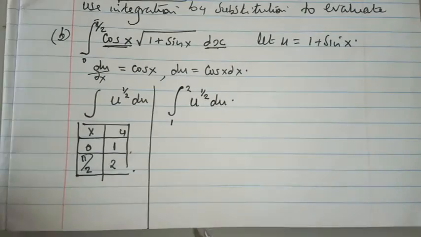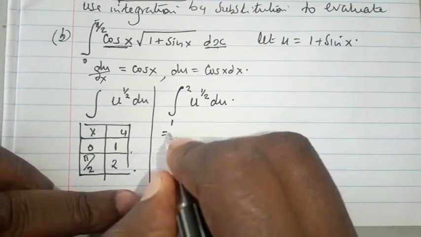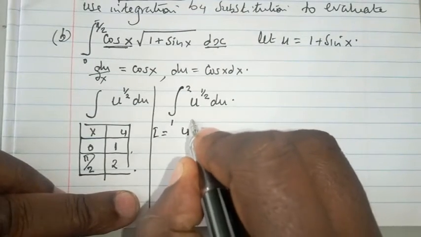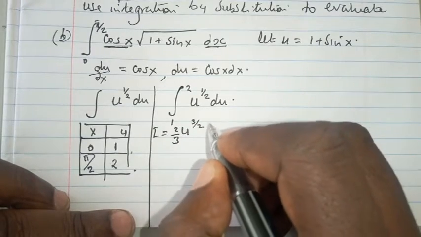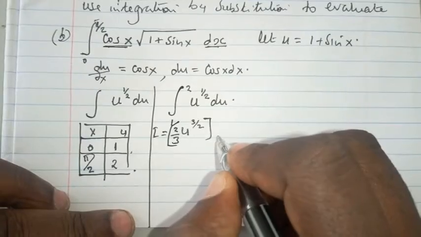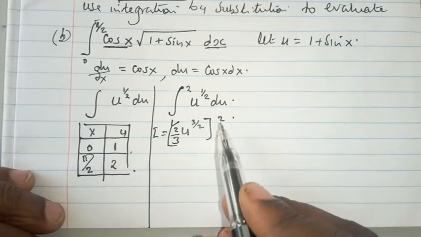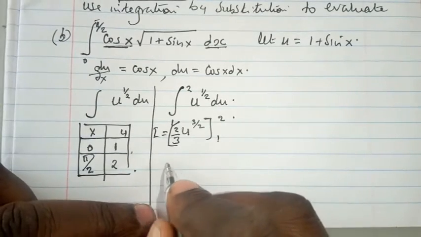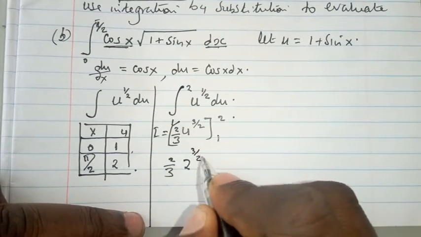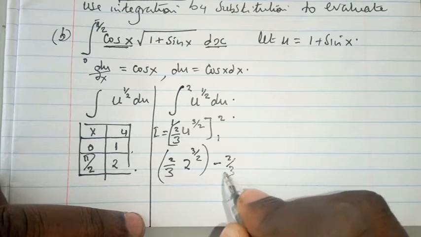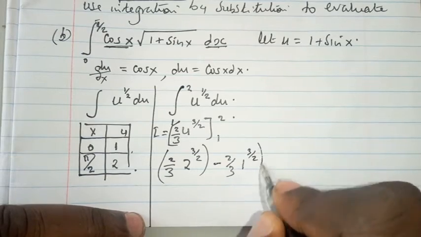What we have now is direct integration. The integral is u raised to power 3 over 2, over 3 over 2, which is 2 over 3, with limits 1 and 2. The moment we substitute, we have 2 over 3, 2 raised to power 3 over 2, minus 2 over 3, 1 raised to power 3 over 2.